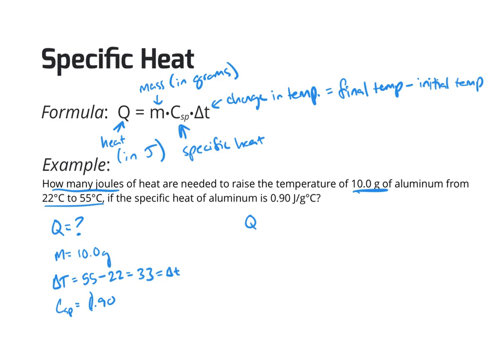All right, so I'm ready to write out my formula and plug in the numbers I have. I'll leave the Q where it is since that's what they asked me for. Then we're going to have 10 for the mass. Csp is the 0.90. And then the delta T is what we subtracted to get the 33. Plug that into your calculator. And I get 297.